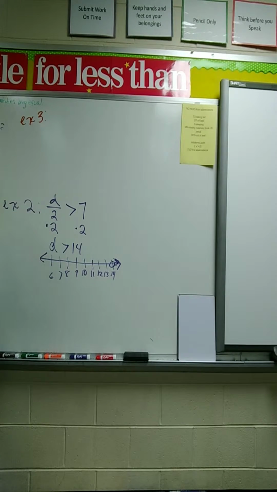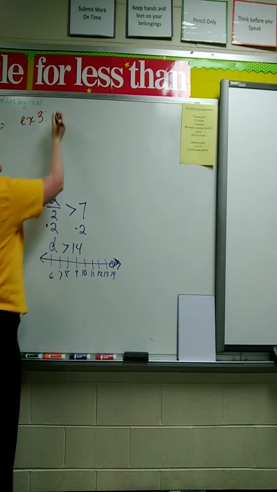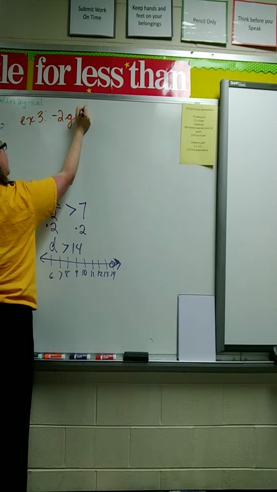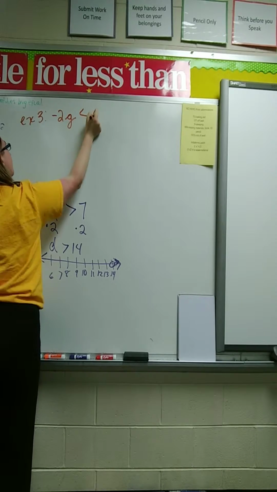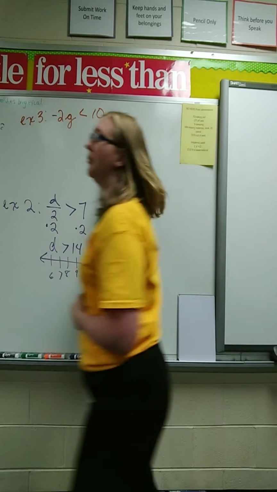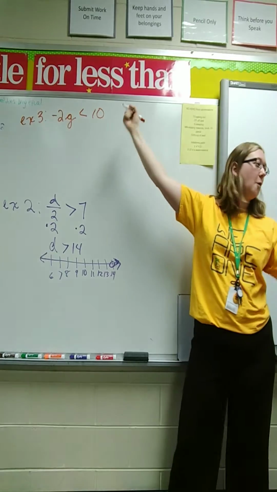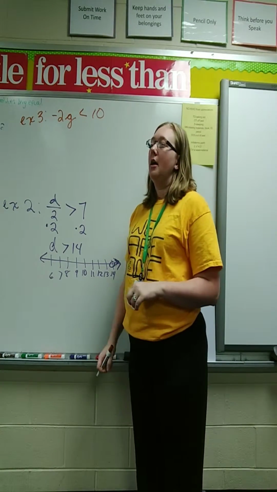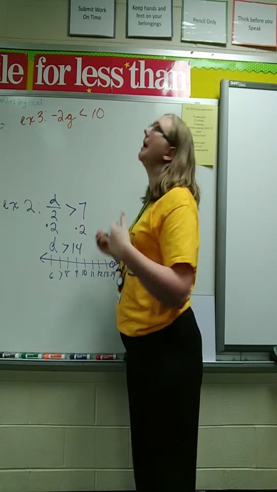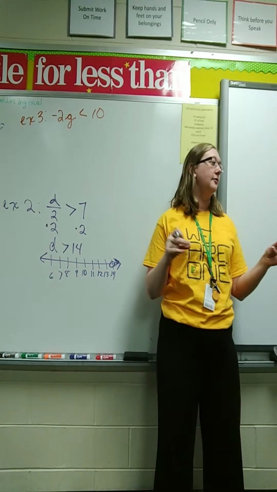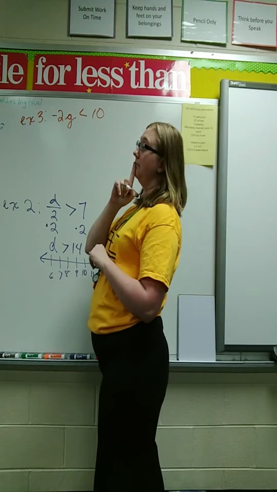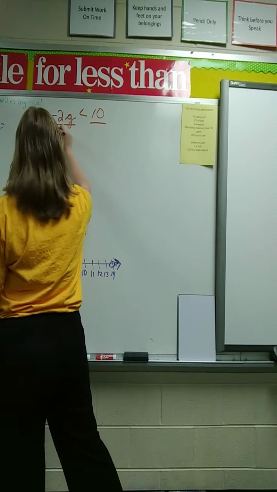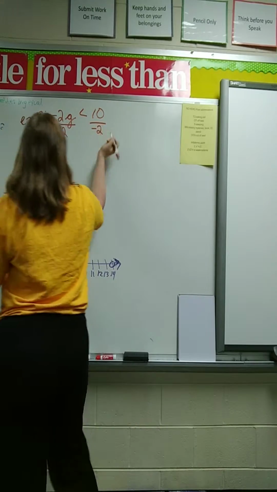Alright. Example 3 says negative 2g is less than 10. I have what the book has. We copied our problem right. What am I going to do to get the variable g by itself? Divide each side by negative 2. Okay. Hold on. I need to divide both sides by negative 2.